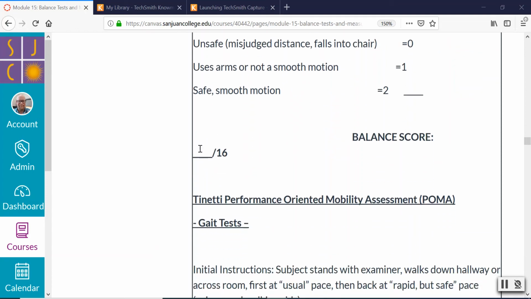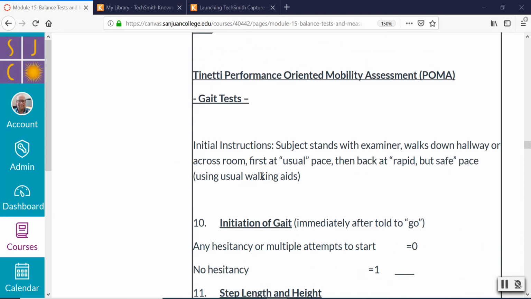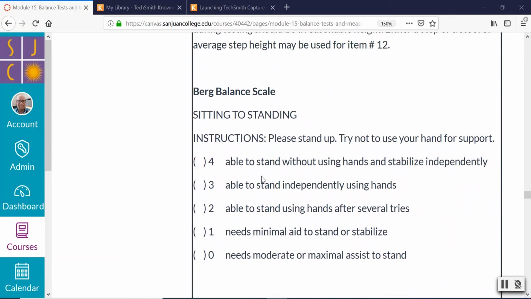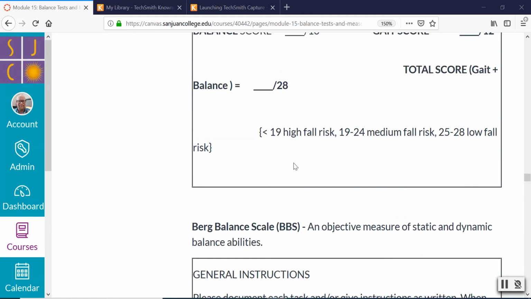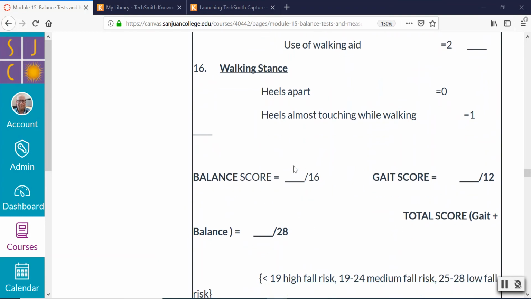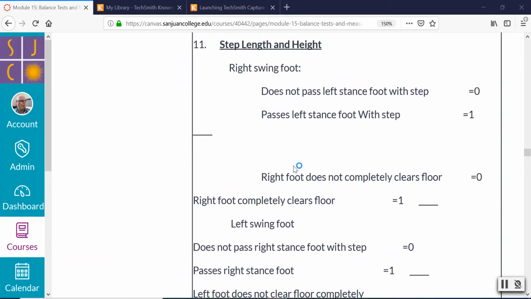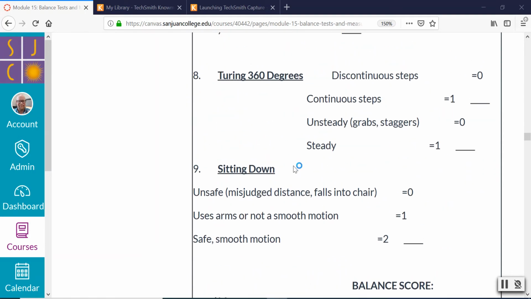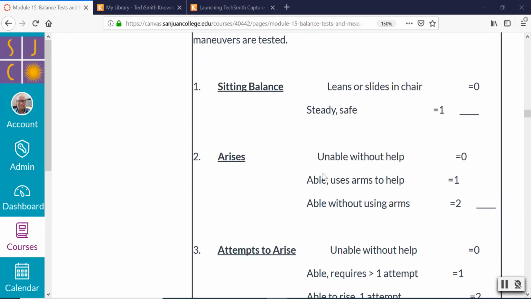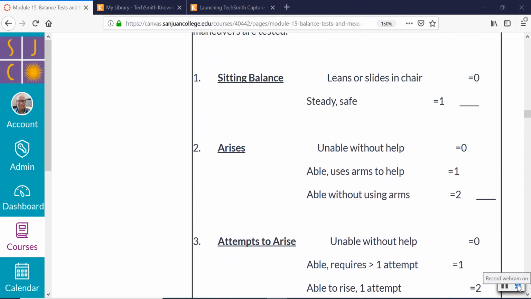And then you add up all those points. 16 of 16 is really good. And the further down you go, the worse they are. And there's actually a grading scale down here. So for the balance score, there's a separate grading scale, and then you do gait as well. It's pretty straightforward stuff. I'm not going to go through all of it, but I do want to show you real quick that you can do a quick assessment version of the Tinetti that literally takes like 30 seconds or a minute.